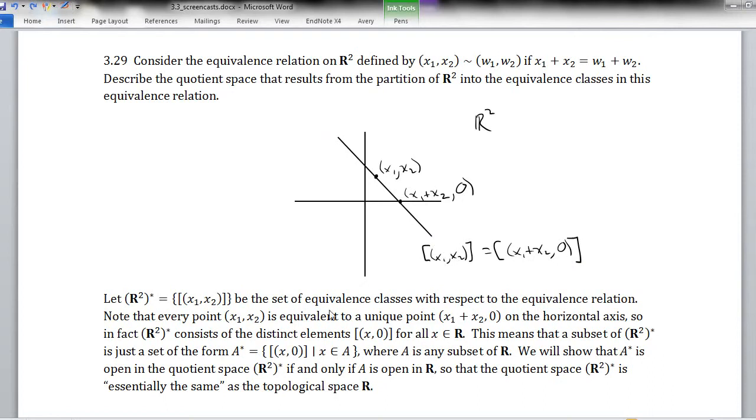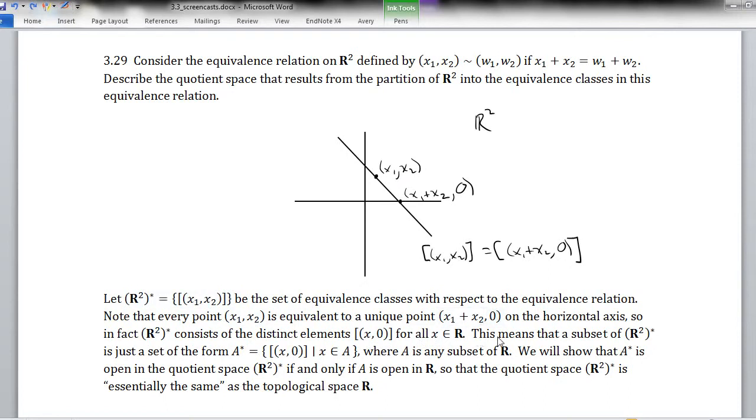All right, so what have I said here so far? Okay, so we're going to call R2 star the set of all these equivalence classes, a set of all these lines that fill up the plane. And I already said that every point is equivalent to a unique point in the horizontal axis. So in fact, R2 star consists of distinct elements, the equivalence class of x0, for any x in R. R here is sort of the horizontal axis. Well, that's more or less what I mean.